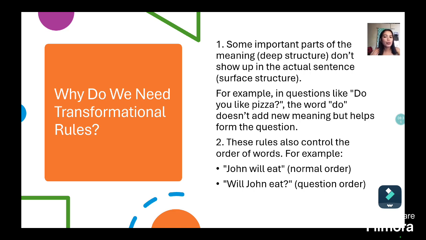So here's the question. Why do we need transformational rules? Some important parts of the meaning, or deep structure, don't show up in the actual sentence surface structure. For example, in a question like "Do you like pizza?" the word "do" doesn't add new meaning but helps form the question. These rules also control the order of words. For example, "John will eat" is the normal order. The second one, "will John eat," is the question order. So those are the reasons why we need transformational rules.